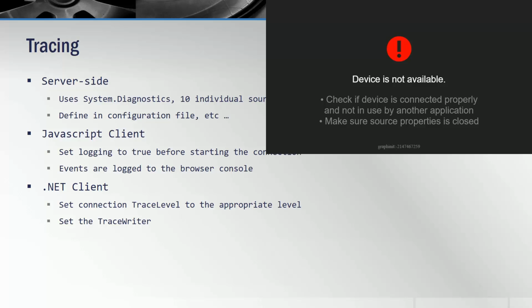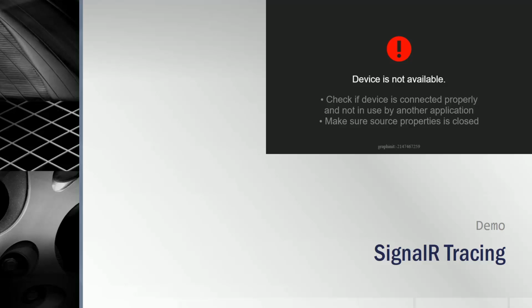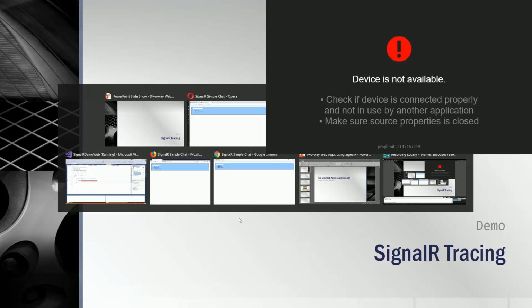On the .NET client, you can set the connection trace level to your appropriate level. Set it to the lowest and output it somewhere. We'll have it going to the debug window so that we can see the messages. But you set your trace writer. You can write this to a file, you can write it to wherever. Again, you will get a wealth of information about what is going on with that connection. So without further ado, let's take a look at what kind of tracing we get in SignalR.